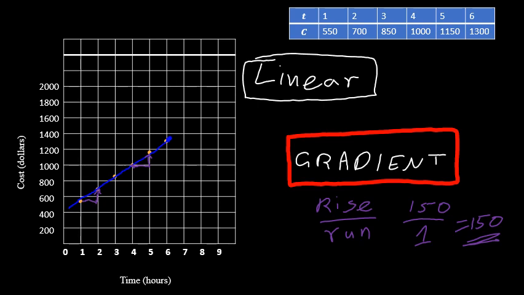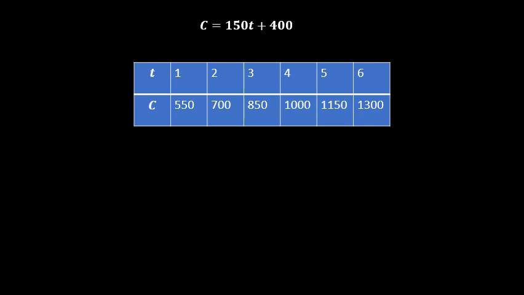Let's look at another way that we can think of the gradient. If I jump back to my table of values, for every 1 that I go across the top here, how many do I have to go across the bottom? It's the exact same thing as we were doing before on the graph, just looking at it through a table of values rather than the line on the graph. So to get from 550 to 700, I've got to do 700 minus 550, which gives me that same answer of 150. So I've got a gradient of 150.